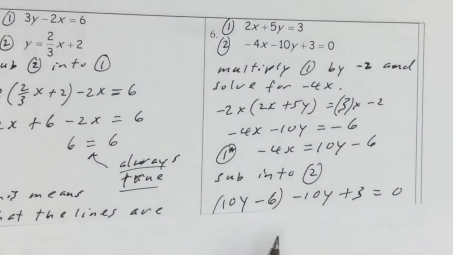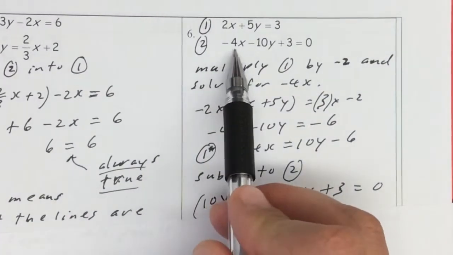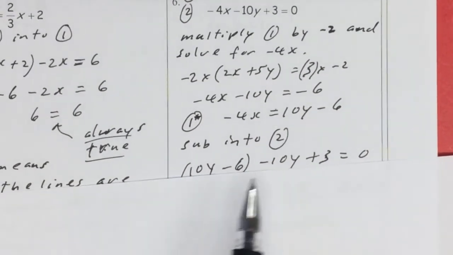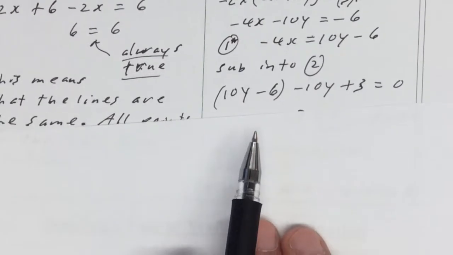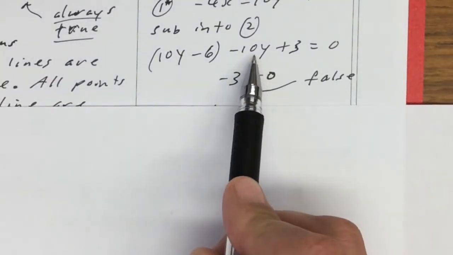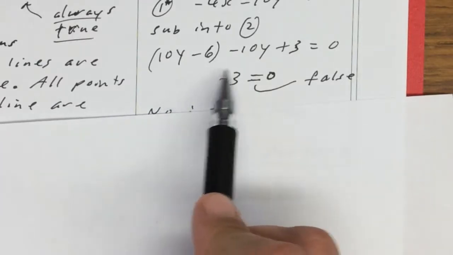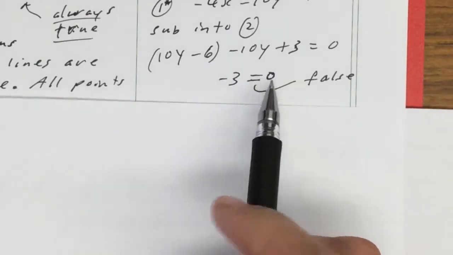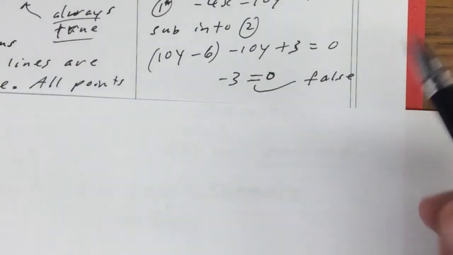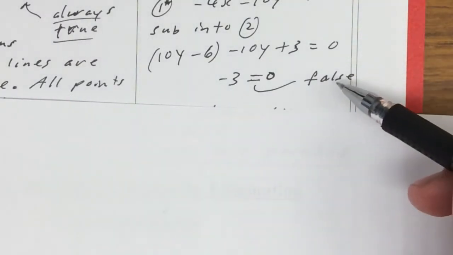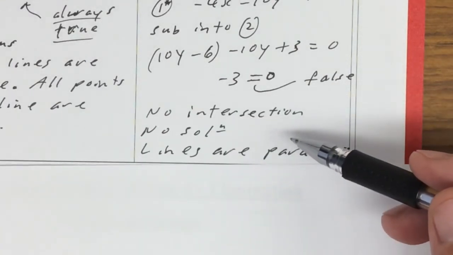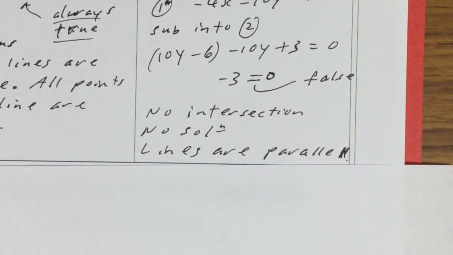Sub that into 2. So in equation 2, where we have a negative 4x, I'm going to sub this expression in. And then I'm going to solve for y. When I do that, 10y minus 10y is 0. And I get negative 3 on the left and 0 on the right. So negative 3 is definitely not equal to 0. So we have a false statement. This means our assumption that there was an intersection point is false. And there is no intersection, no solution. Okay? The lines are parallel.